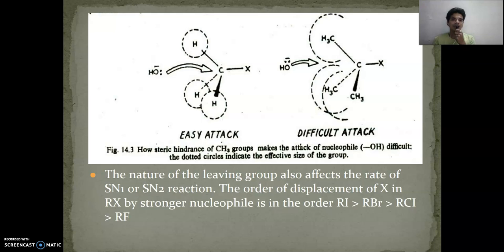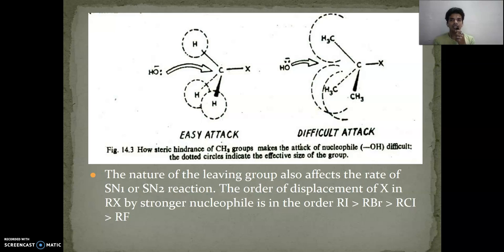So this is the steric effect or steric hindrance, because of what type of starting material substrate is used for this reaction. So OH attacks the carbon atom which has hydrogen attached to it, so it is easily attacked because there is no bulkiness of the hydrogen atom. But in case of a bulky alkyl group present on that carbon atom, it will be difficult to attack. So there is a structure that shows how the steric hindrance of the CH3 group makes the attack of the nucleophile OH difficult.